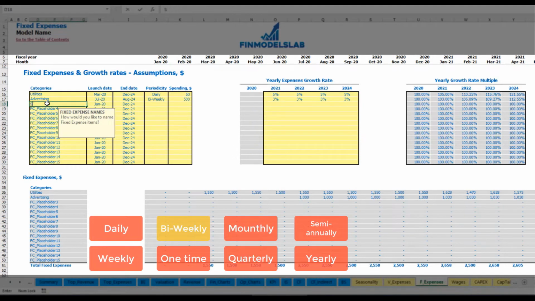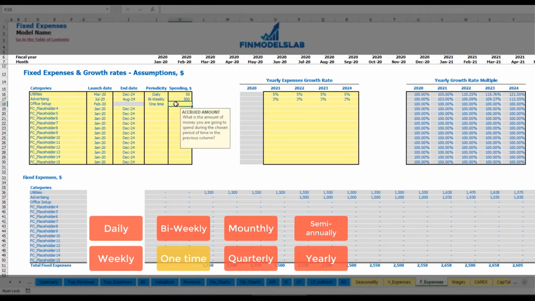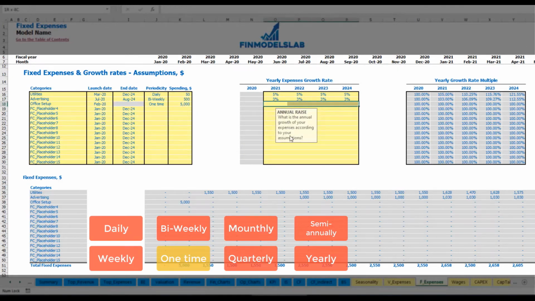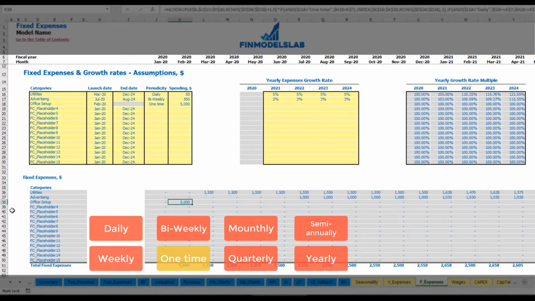Another option, office setup, which can be a one-time payment, which will happen in February 20 with an amount of $5,000. Obviously you should not input any growth rate because this is just a one-time fee, and you may see that office setup will happen in February 20 with this amount.